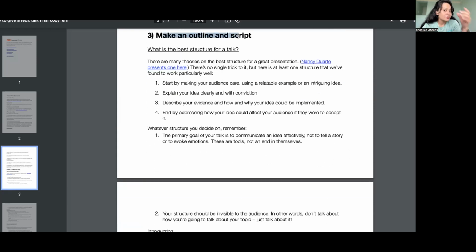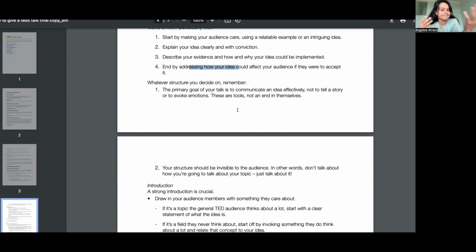Third piece of advice that also resonates with this course is make an outline and a script. You want to start by making your audience care. Use a relatable example or intriguing idea. Absolutely, that has parallels in this course. Explain your idea clearly and with conviction. And you don't have to be super animated to do that, but it does require that you put some thought into your presentation and your talk. Describe the evidence. Again, that's the scientific literature. End by addressing how your idea could affect your audience if they were to accept it.